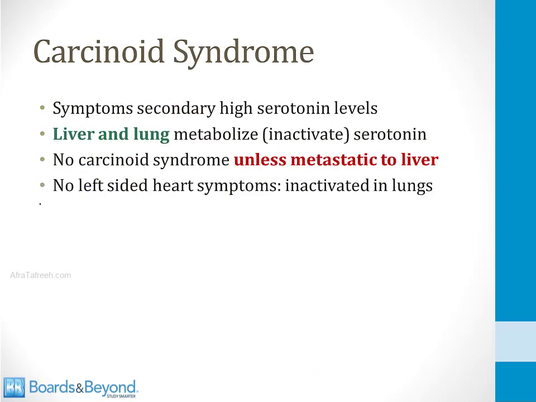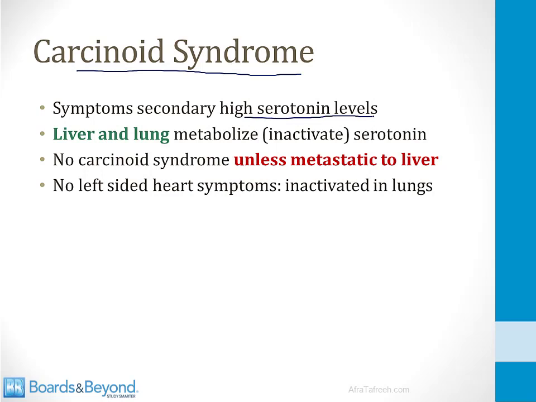When someone has a carcinoid tumor, we say they just have a carcinoid tumor. However, when they have a carcinoid tumor plus symptoms like diarrhea and flushing, we say they now have the carcinoid syndrome, which is a collection of clinical symptoms secondary to the high serotonin levels resulting from the carcinoid tumor.